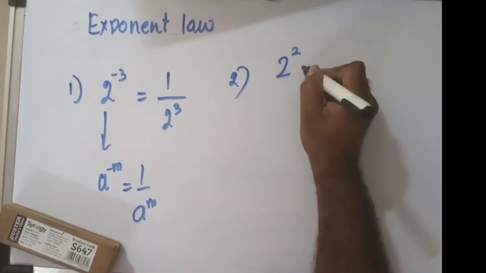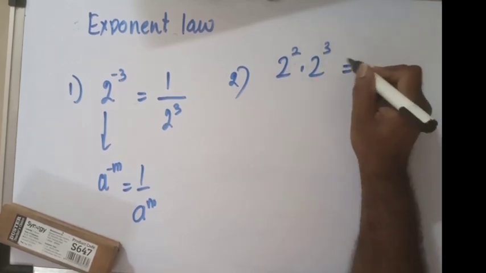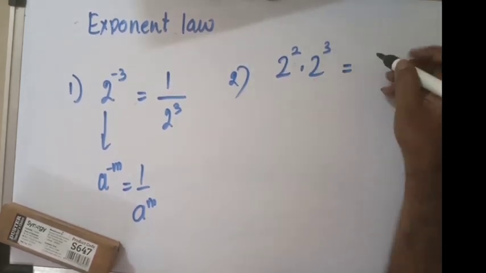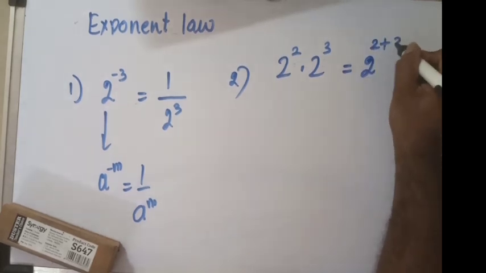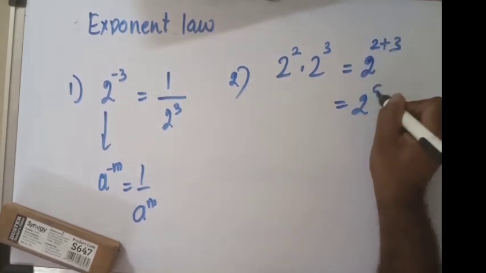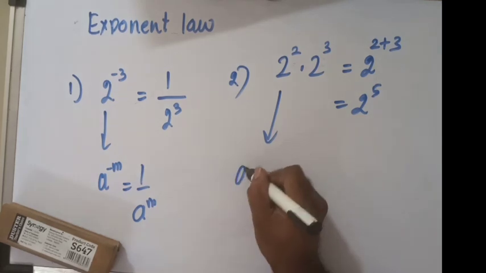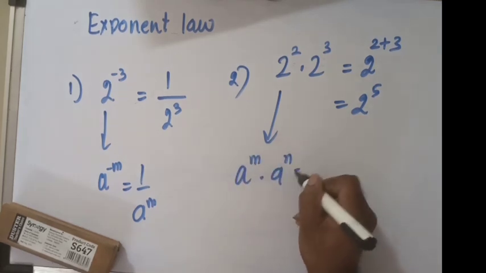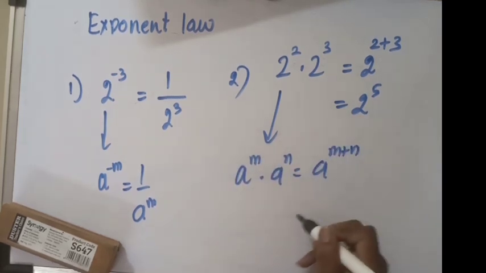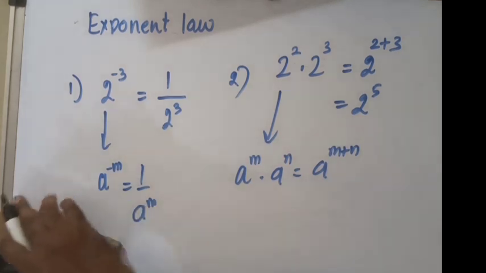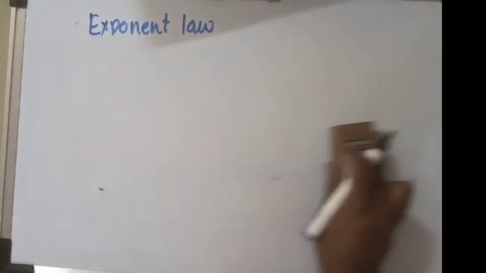Second sum, say if it is 2 square into 2 cube, a raised to m, a raised to n, base is same, so I will apply a raised to m plus n. So this is 2 raised to 5. So what is the law that I have applied here? A raised to m into a raised to n, that is a raised to m plus n.